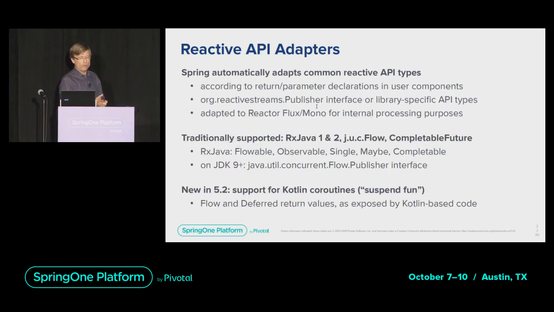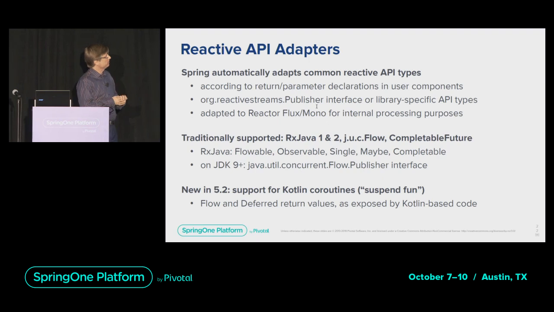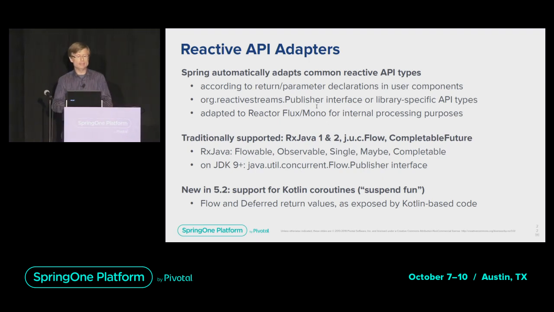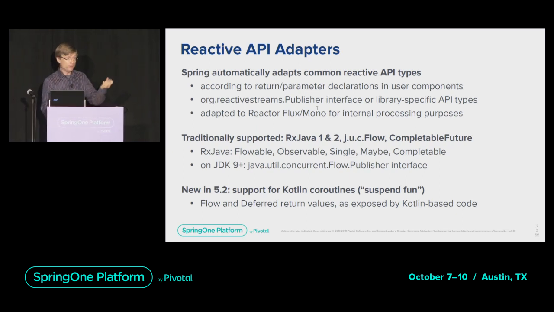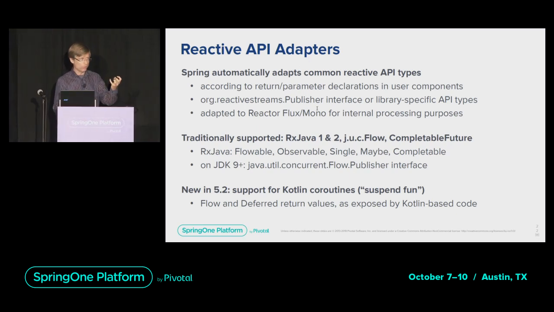Now, I've been referring to reactive API types. To wrap up this section, let's quickly define what we actually mean. It's usually Reactive Streams Publishers. It can also be direct implementations like Reactor's Flux and Mono. There's first-class support for those two types in particular.